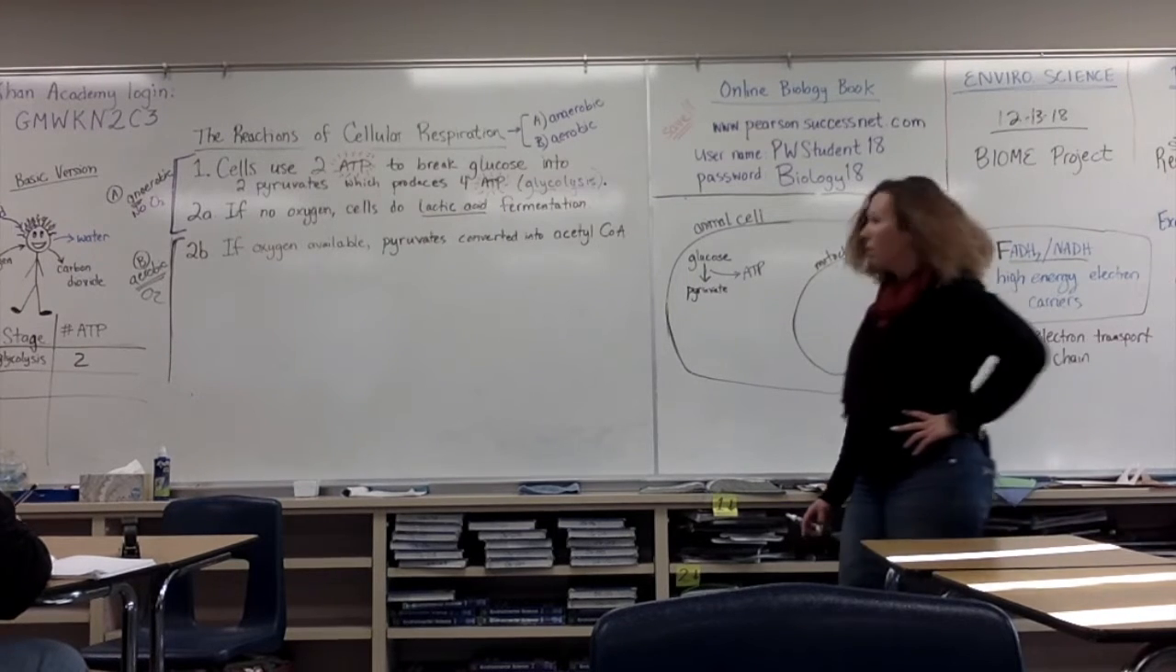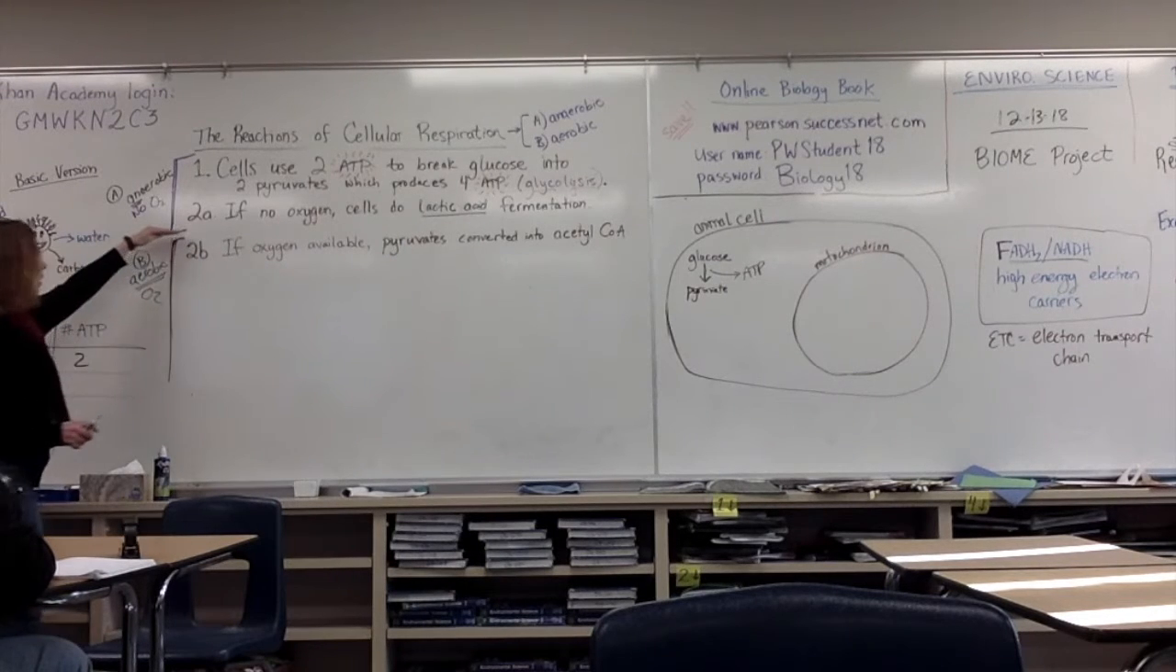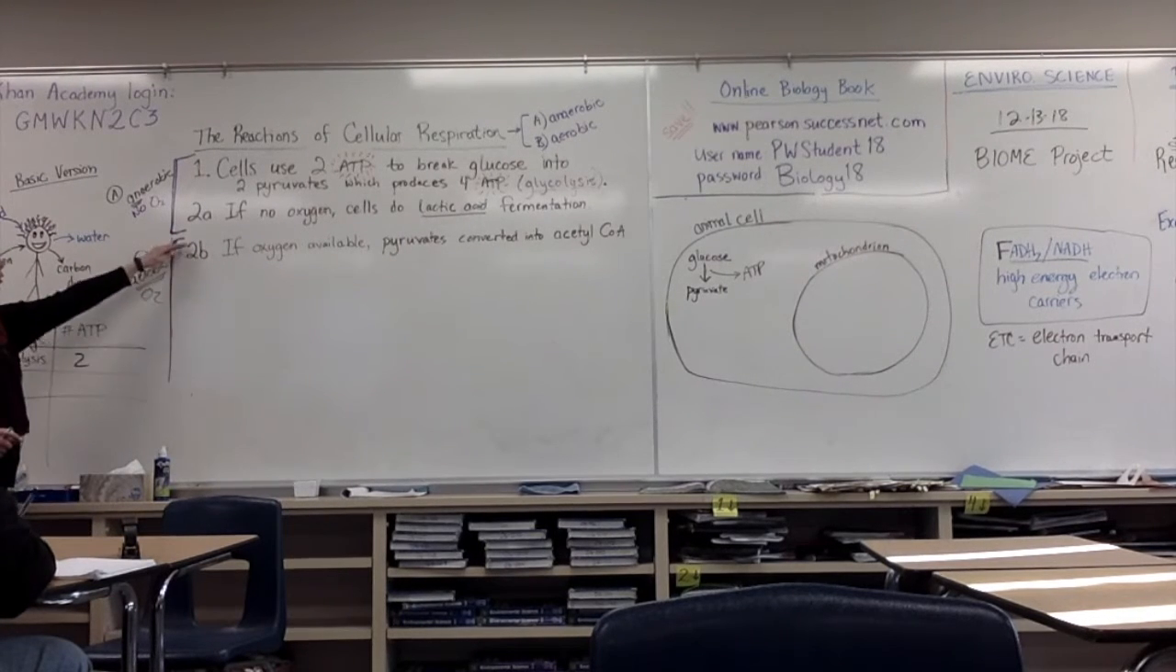Start writing some things down. Okay, so now we're getting into the aerobic steps. So anything 2B through 6 is our aerobic.